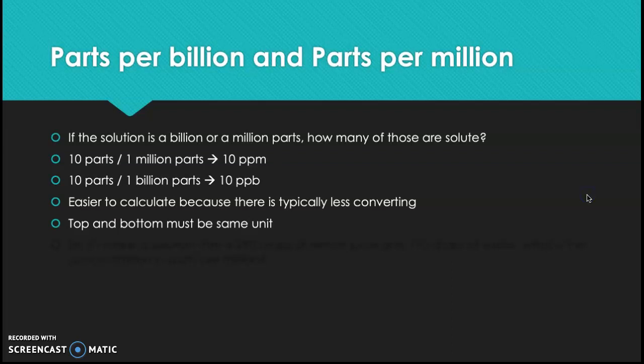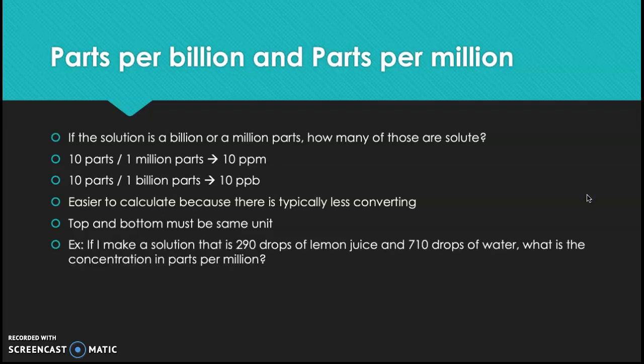It's important that your top and bottom must be the same unit. So if we're talking 10 parts, like 10 grams, then we need to have 1 billion grams of solution. If we're talking 10 parts, 10 milliliters, then we need to have 1 million or 1 billion milliliters. So an example here, if you make a solution that is 290 drops of lemon juice and 710 drops of water, what is the concentration in parts per million?